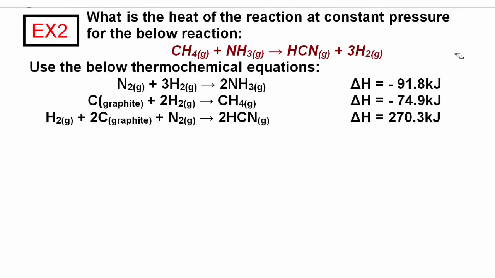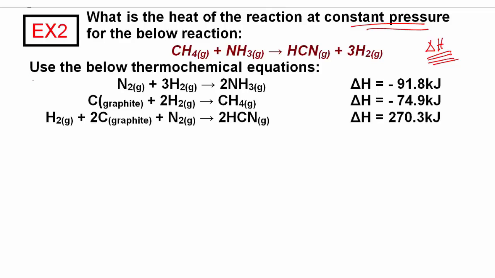What is the heat of the reaction at constant pressure for the below reaction? And use the below thermochemical equations. So don't let the idea of constant pressure confuse you. All enthalpy changes have to happen at constant pressure. It's assumed that pressure is constant when you measure these heat transfers. So don't really worry about that.